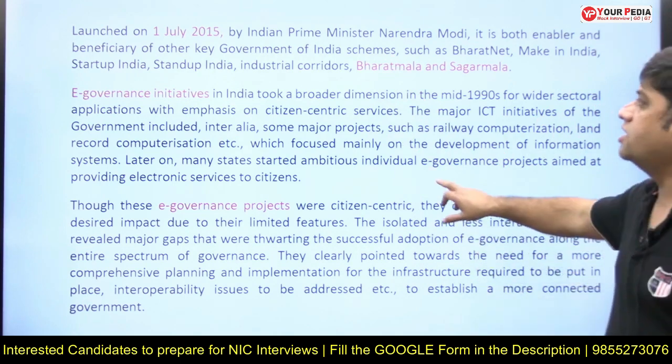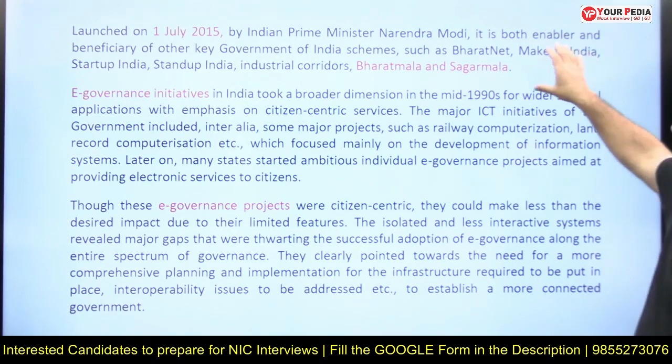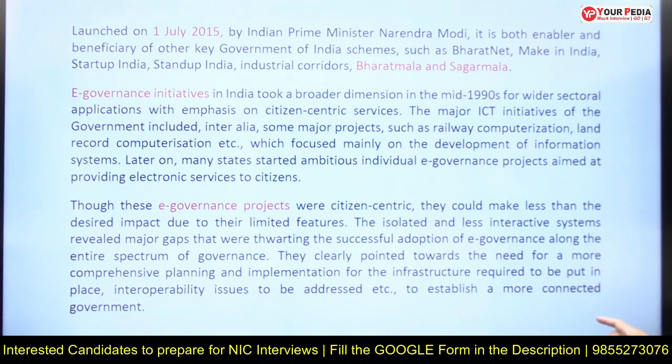And this Digital India program was launched by the Prime Minister on 1st July 2015 and is a flagship program. There are so many things which come under this, like BharatNet, Make in India, Startup India, Stand Up India. These are other schemes actually. And using these schemes, there has to be a huge change in the country. So BharatMala project, Sagarmala project, Make in India, Startup India, Stand Up India, corridors like BharatMala and Sagarmala, all these things basically were flagship programs of the government.